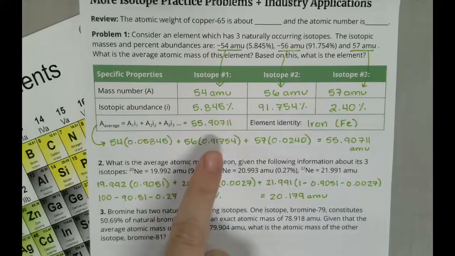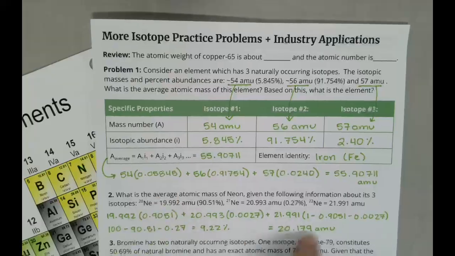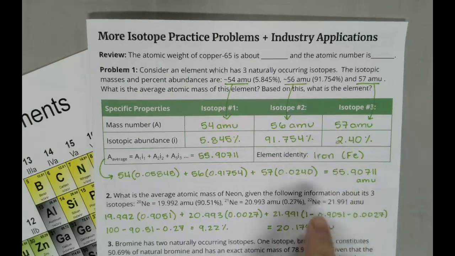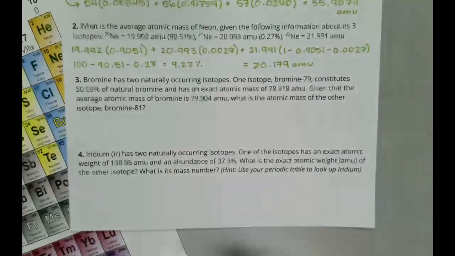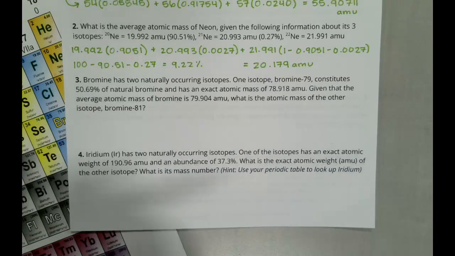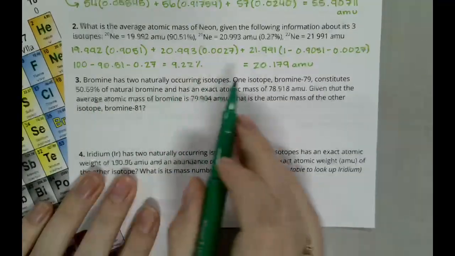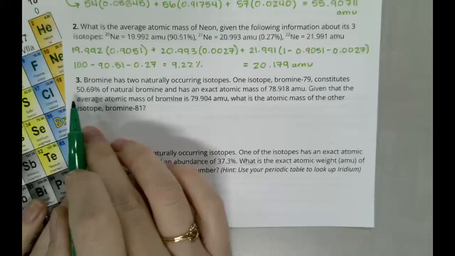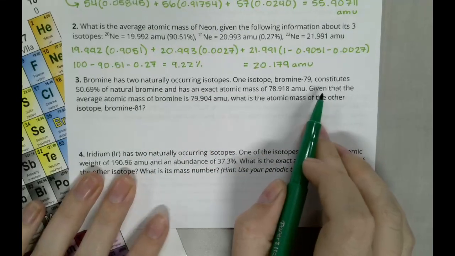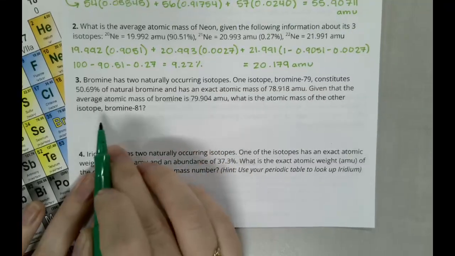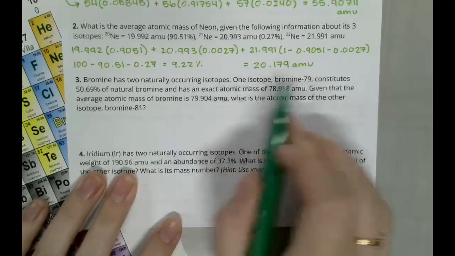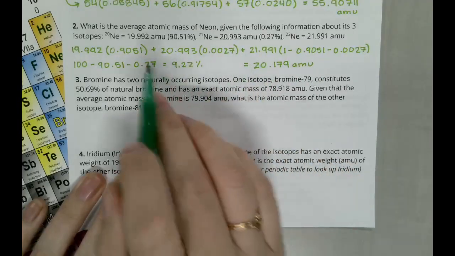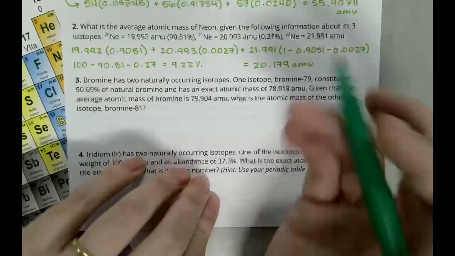All right, so in the last video, you learned how to solve problems when you were missing percent abundance. These next two questions contain a different piece of missing information. So in these next two, we've got exact atomic masses, bromine 79, there's its exact atomic mass. It tells you the average atomic mass, and then in this question, it asks what is the atomic mass of the other isotope. So in this case, you're given the answer, but you're asked to backtrack and figure out something earlier. So let's write this out and make sure we know what we're doing.